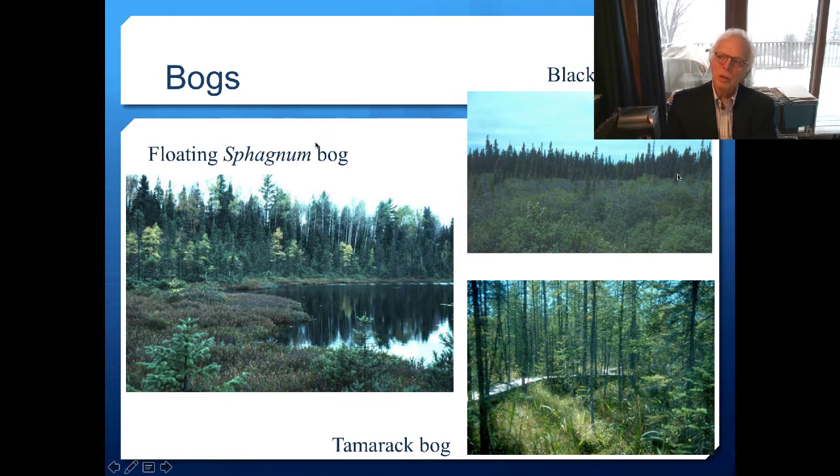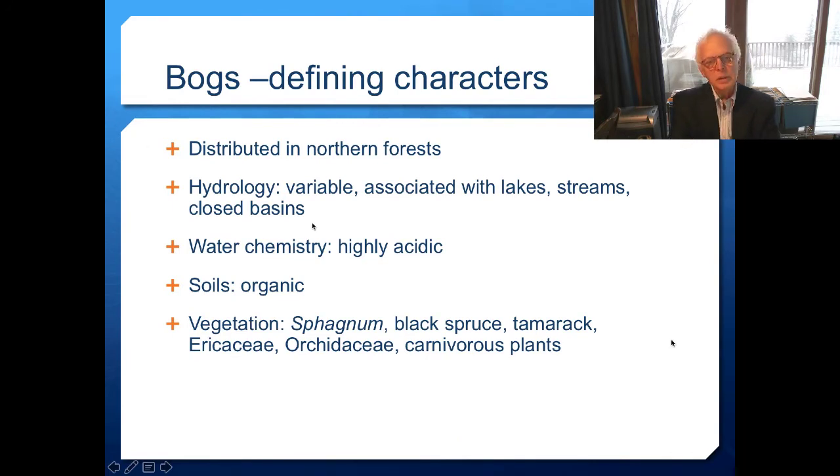Here's a black spruce bog, very common in northern Minnesota and some of the other Great Lakes states. And here's a tamarack bog, with very slow-growing, deciduous coniferous trees, the tamarack. Some of their characteristics are that they tend to be distributed in northern forests, so boreal forests as well as some of the deciduous forests of North America, for example. Their hydrology can be really variable. They're often associated with lakes and streams and closed basins, very slow moving, not a lot of physical activity.